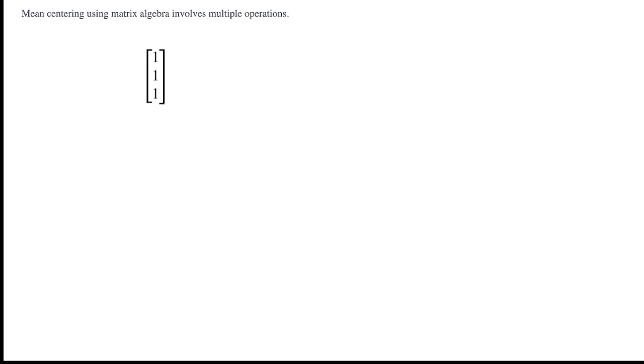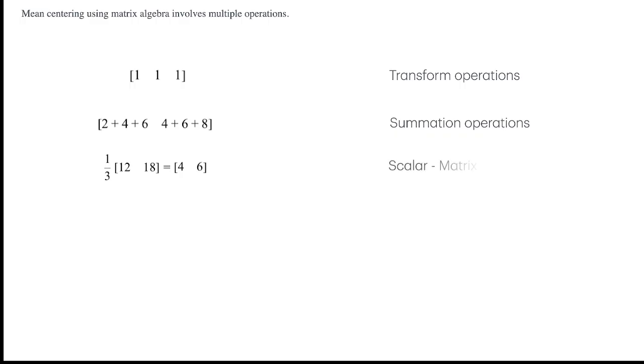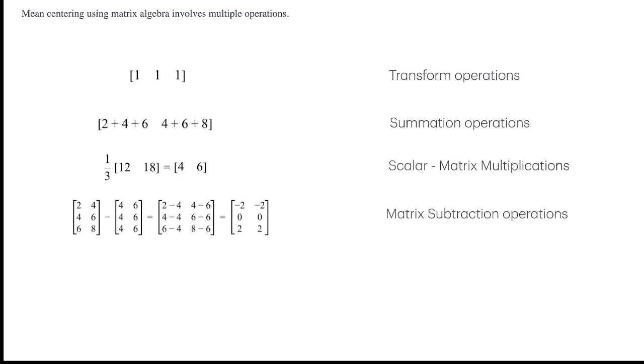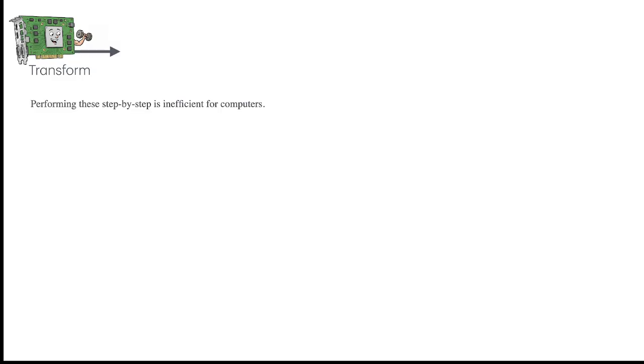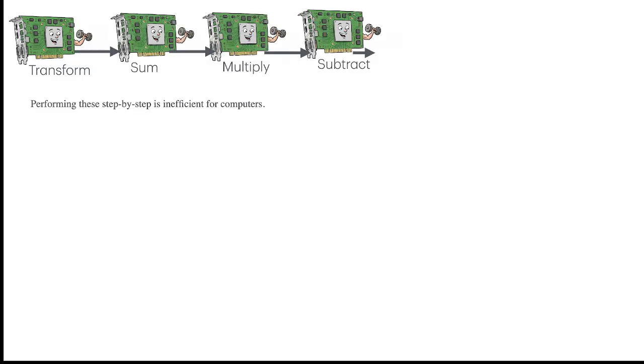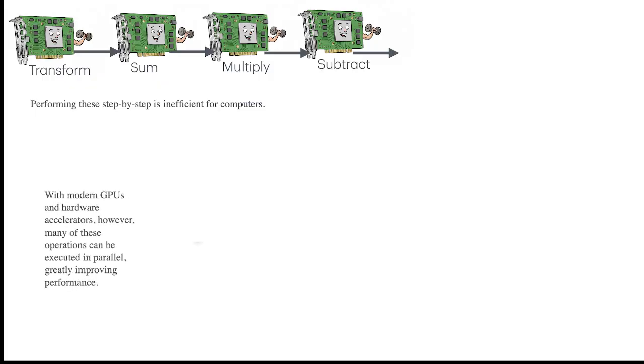Mean centering requires transpose operations, summation, and scalar operations when we find the average for each column, and subtraction. Performing each step one after another is inefficient for computers. Thankfully, modern GPUs allow for parallelization of matrix operations.